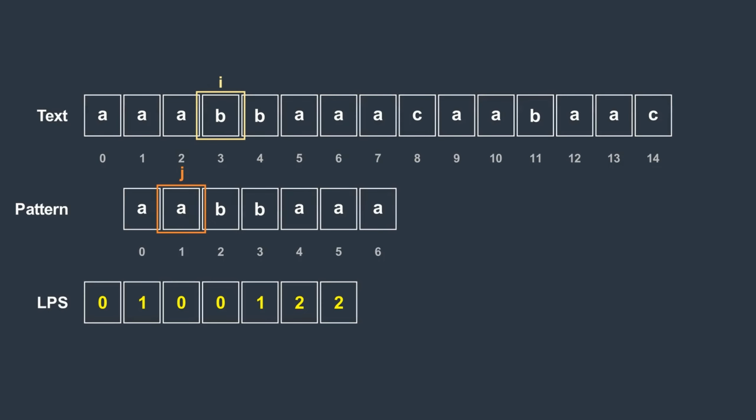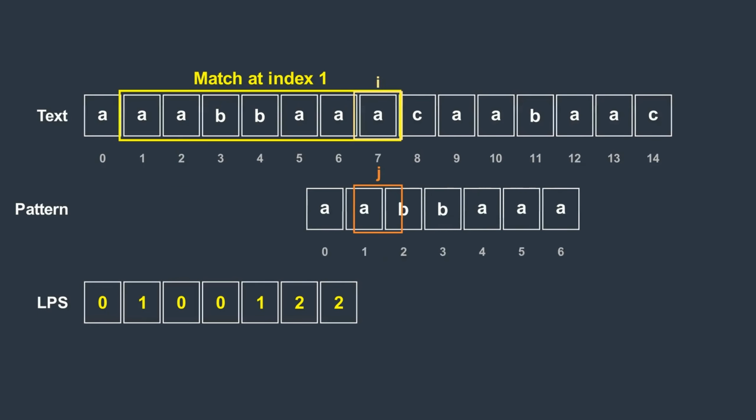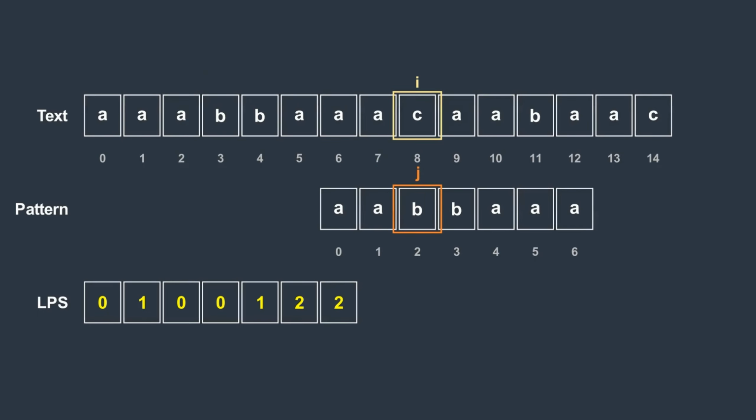Then compare again. If j reached the pattern length, it means the pattern is found. After the pattern is found, we set j to the LPS value at position j minus 1 to check for further pattern existence. We repeat this process until the text ends.